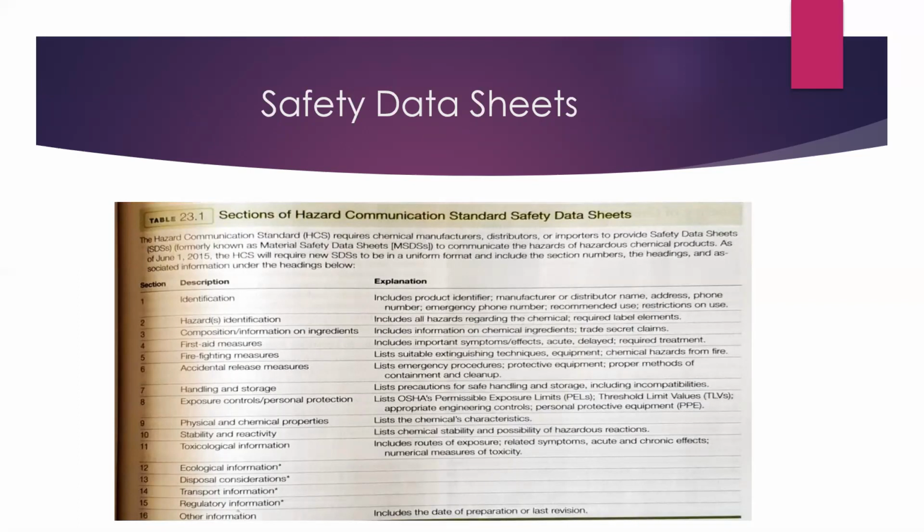Okay, your book mentions a little bit about the safety data sheets in table 23-1 and the sections of hazard communication. Okay, so you'll see here the fact that the HCS requires the chemical manufacturers and distributors, and you'll see the section, you'll see the description, and the actual explanation of them. So this keeps it in a more organized fashion.